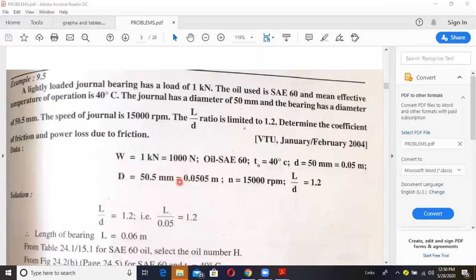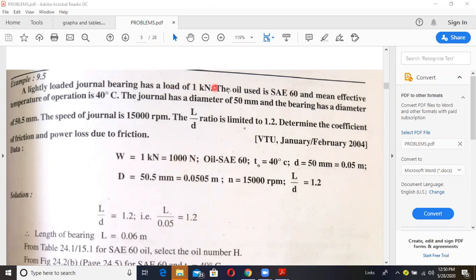We'll go to the next problem. It is also a question paper problem. Next, they told that a lightly loaded journal bearing has a load of 1 kilonewton. The load acting on the bearing is 1 kilonewton, W is equal to 1 kilonewton. Convert into newtons, 1000 newton.